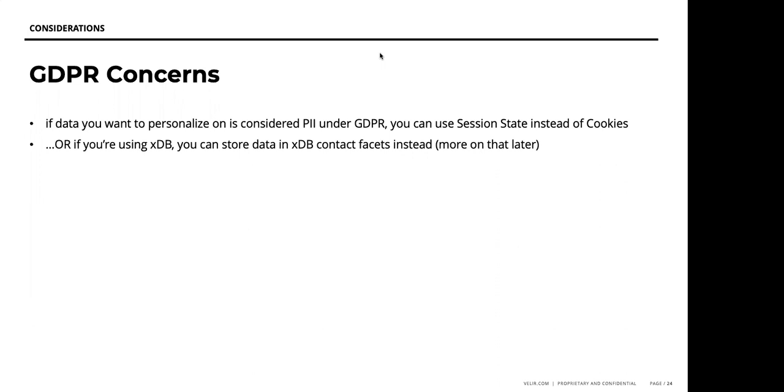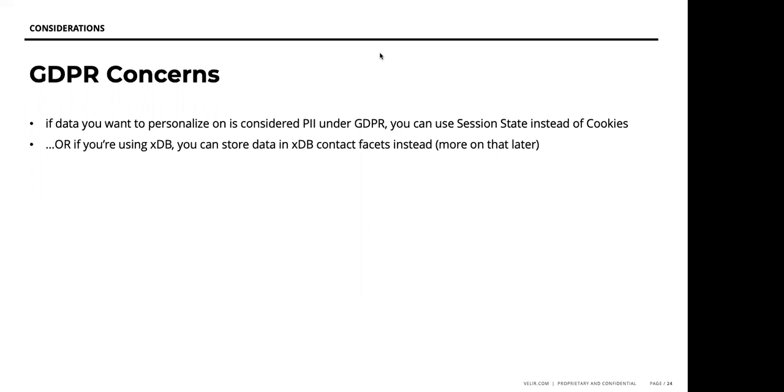But there are alternatives if GDPR is a concern and you are unable to store this data in a cookie. So first of all, you can store your data in session state instead of cookies. Session state is fine, as far as I'm aware, under GDPR, because it doesn't persist across sessions. And you could just modify that rule that I showed a few slides back to pull the data from the session data rather than cookies. So it functions fundamentally the same. You're just storing and retrieving the data in a slightly different way.